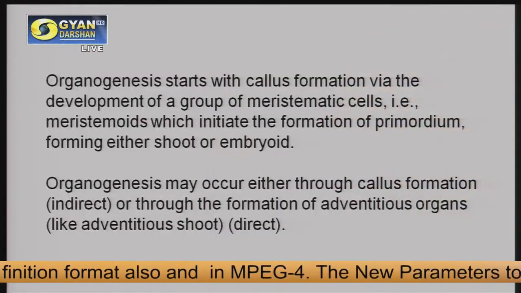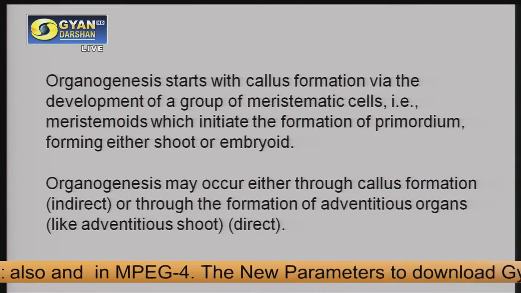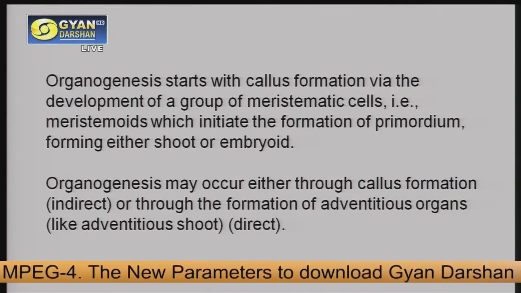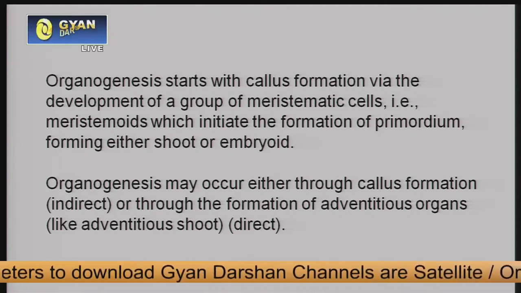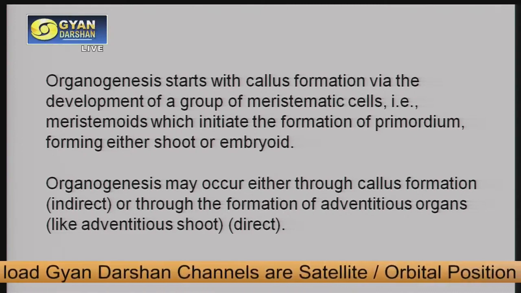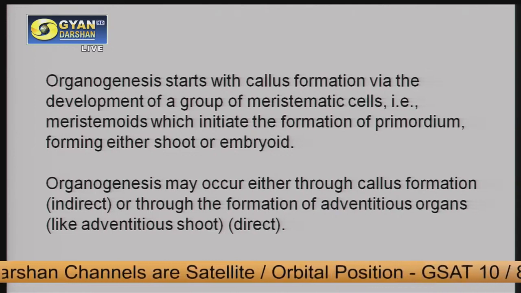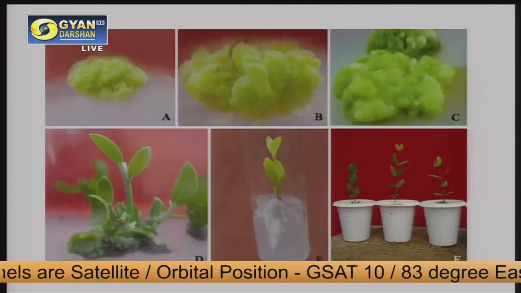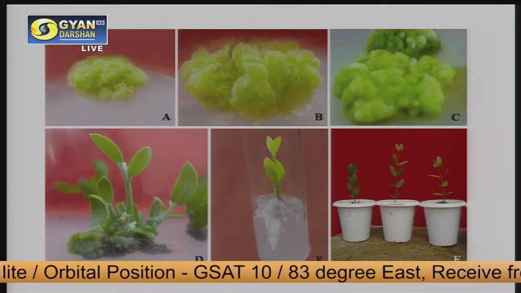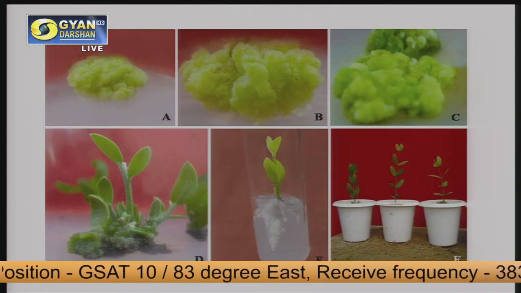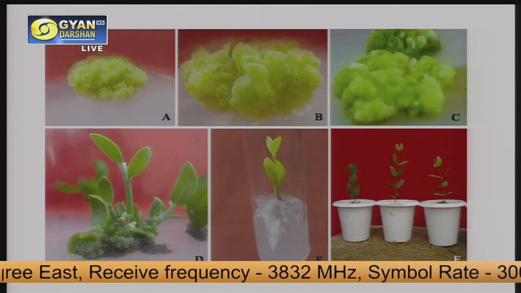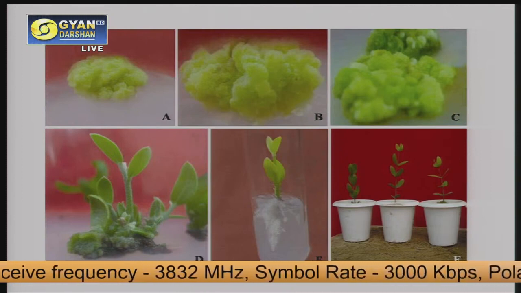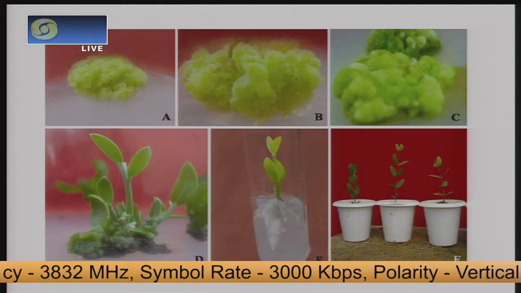One is direct organogenesis, that is from the cell you directly develop the root and shoot and the entire plantlet, and another one is indirect organogenesis, where you actually develop a callus. What is meant by callus? Now callus, as you can see in this figure in number A, is actually a callus. So it is a mass of polyploid cells. Okay, it's an undifferentiated mass of cells.